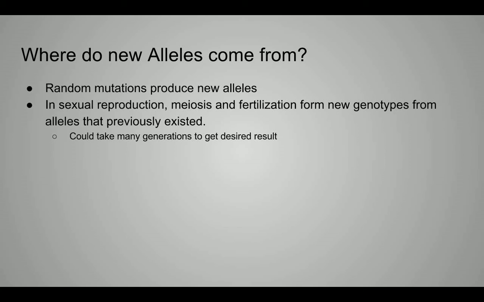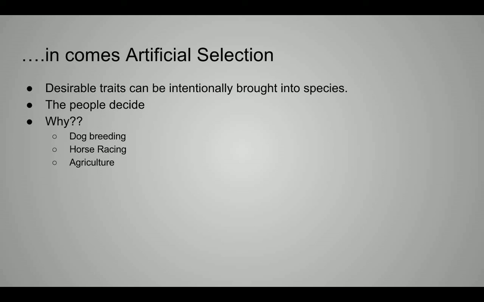So like I said a few minutes ago, it could take several different generations in order to get the result that you actually want. So it's not an overnight thing. Obviously it could happen faster in some cases than others, just depends on what you're trying to get to. So why would you need artificial selection in this world? Maybe it's dog breeding, maybe it's horse racing, or agriculture. I've got examples of all three and how they are relatable.